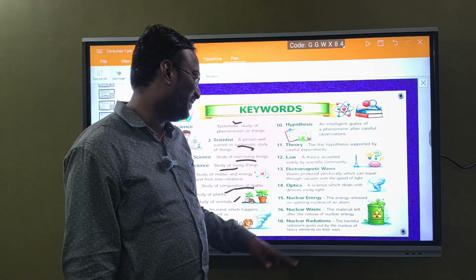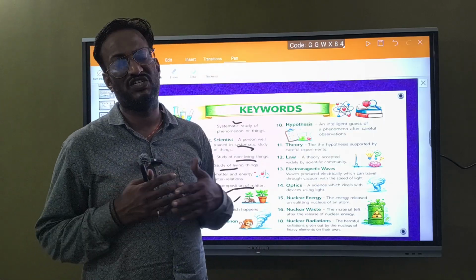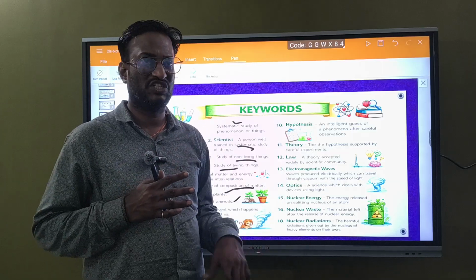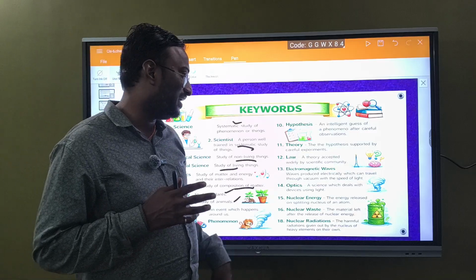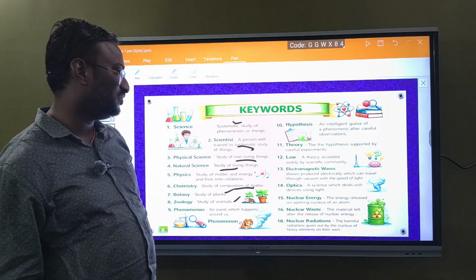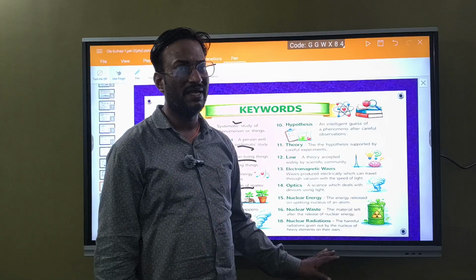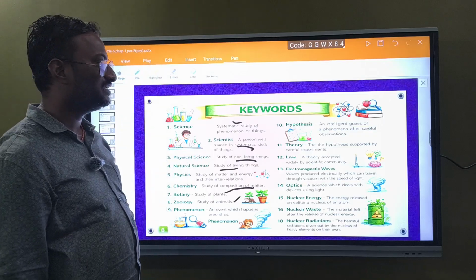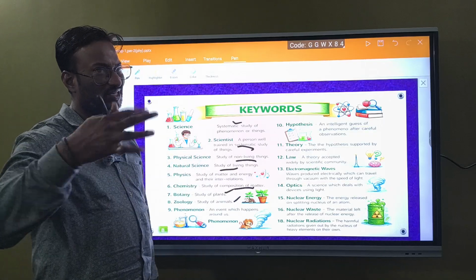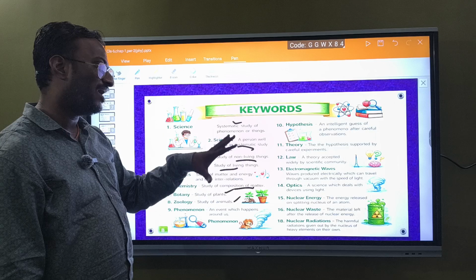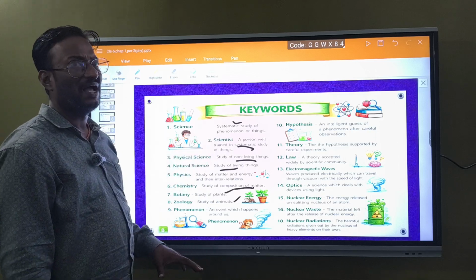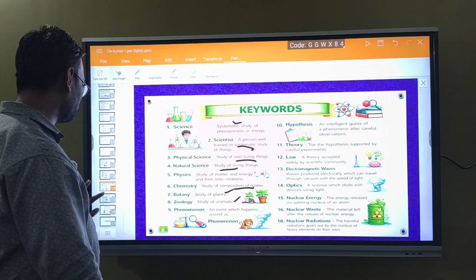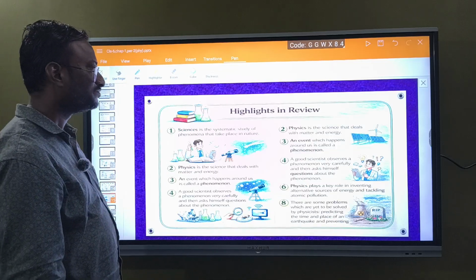Next, nuclear waste: the materials left after the release of nuclear energy. And nuclear radiation: the harmful radiation given out by the nucleus of a heavy element on its own. These are a few keywords. All these concepts will be learned in further classes, so have a note and an idea about them.